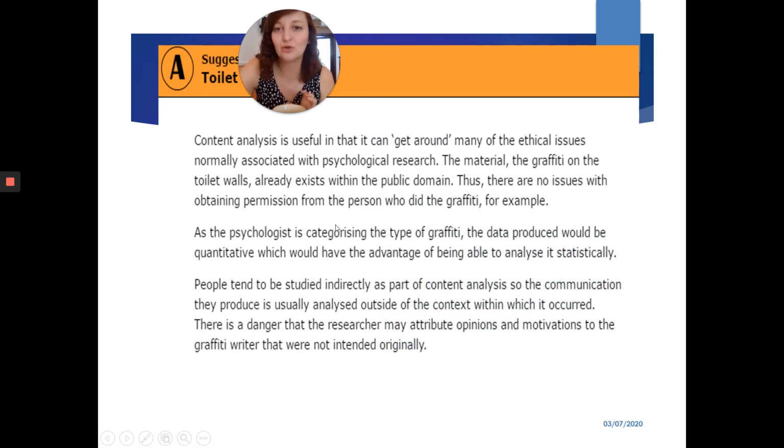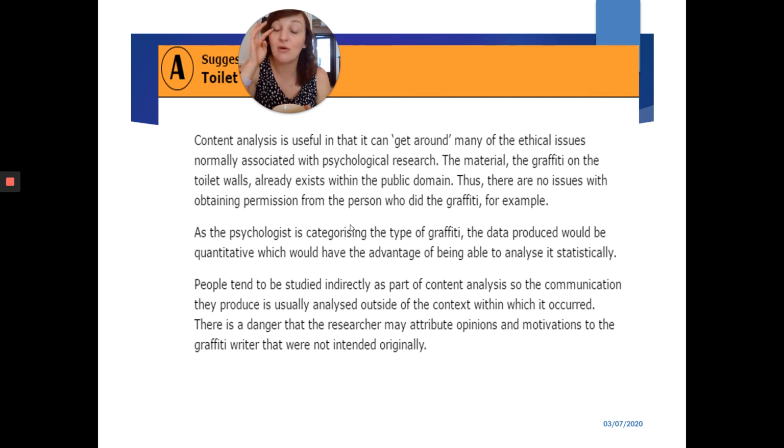And then we're here. So content analysis is useful. It can get around many of the ethical issues. The material of the graffiti on toilet walls already exists in the public domain, so you haven't got to obtain anyone's permission to do that. Graffiti is a really interesting one, actually. As a psychologist is categorizing the type of graffiti, the data will be quantitative, which means we can analyze it statistically, maybe running a test.